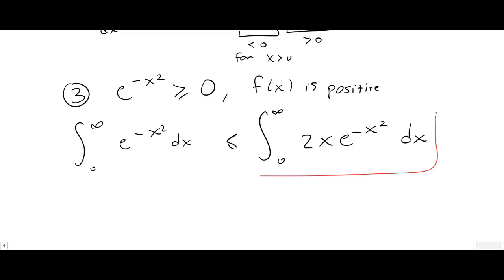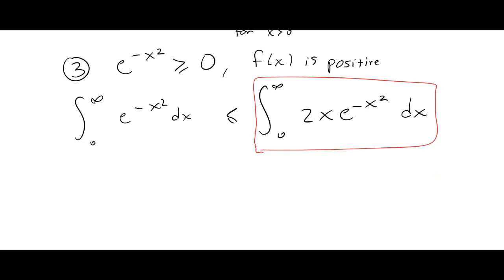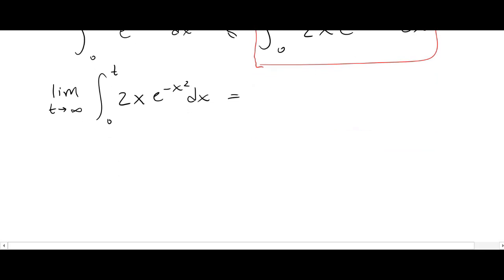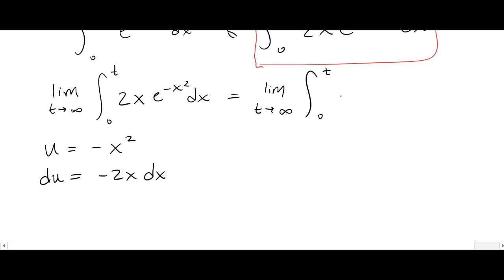If we can show that this integral converges, then that would imply, by the comparison test, that the previous integral also converges. So let's evaluate this integral, which is the limit as t approaches infinity of the integral from 0 to t of 2x e to the negative x squared dx. We can make a u substitution. u equals negative x squared, so that du is negative 2x dx. And after our substitution, we get negative e to the u du as the integrand.